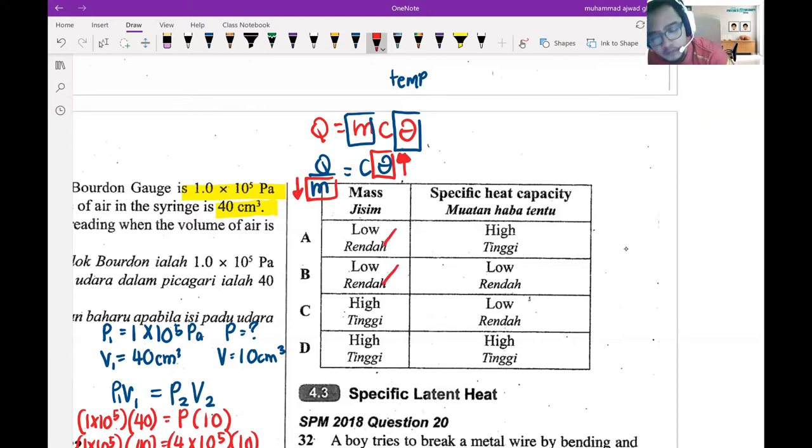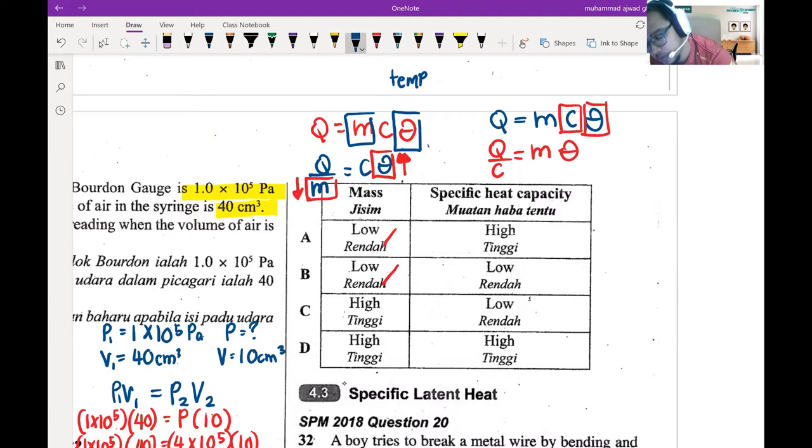Okay, so next one is sama juga Q equals to MC theta. What is the relationship between C and theta? So sekali lagi tak boleh cari relationship kalau duduk sebelah-sebelah. So theta equals Q over C M. So theta dengan C pun relationship dia inversely proportional. Higher theta if lower C.